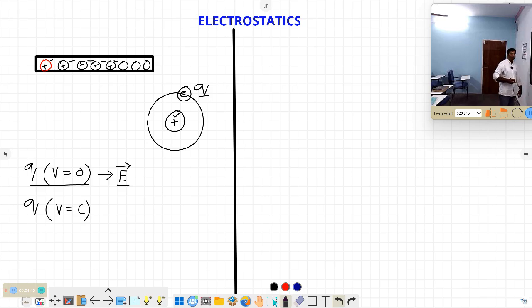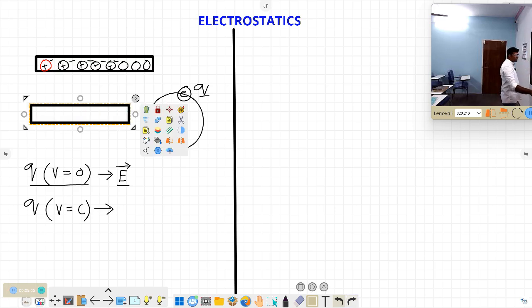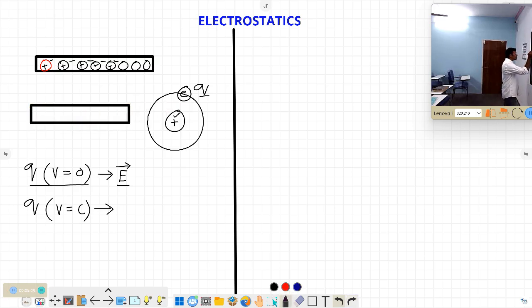If the charge is moving with a constant velocity, take any conductor. If the electrons are moving inside the conductor, we say that there is a current existing. So wires carrying current, that is due to electron flow, are used in houses, right? That electron flow is called current.